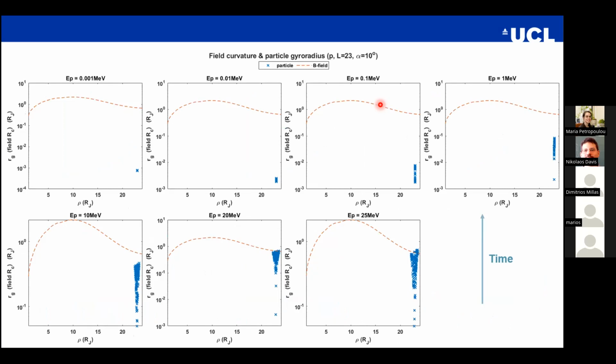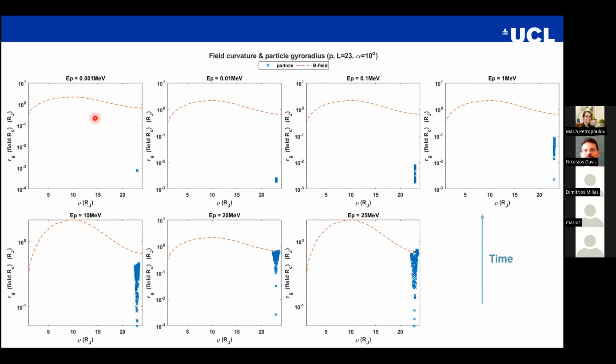I haven't found a good way to explain this except these not very nice plots. I have again the same proton with different energies. The dashed line is the radius of curvature of the magnetic field line at which the particle is initialized, and the blue crosses are values of the gyro radius of the particle with time. So time in this plot flows upwards.